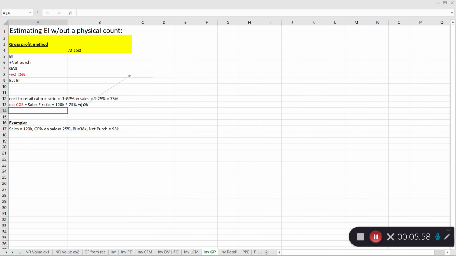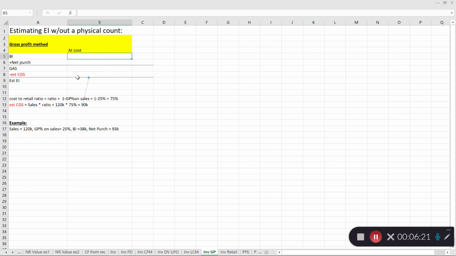Now keep in mind, this is not necessarily the exact cost, but it's at least an estimate based on the average markup on the products that we're trying to figure out were left in the inventory. So to continue here, let's go ahead and do this one right here, this whole thing.